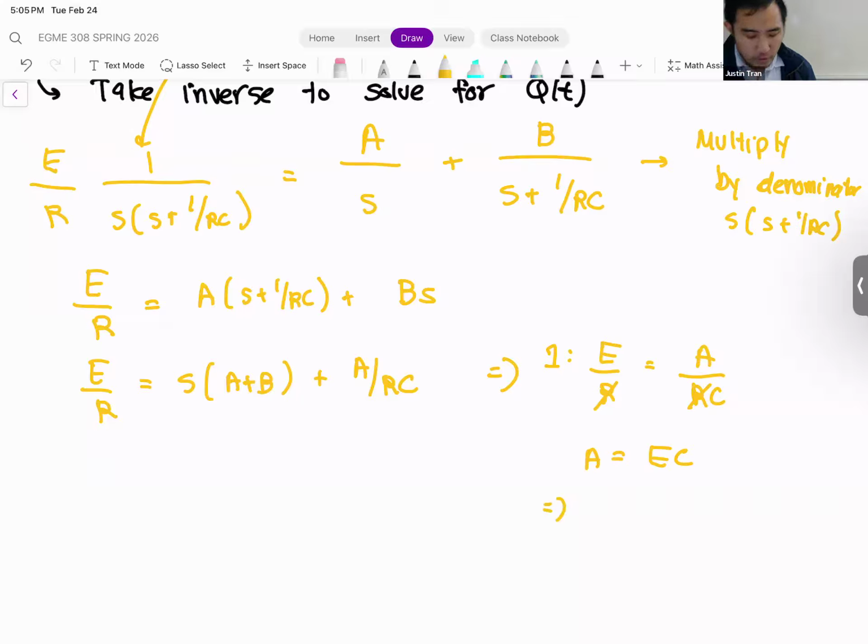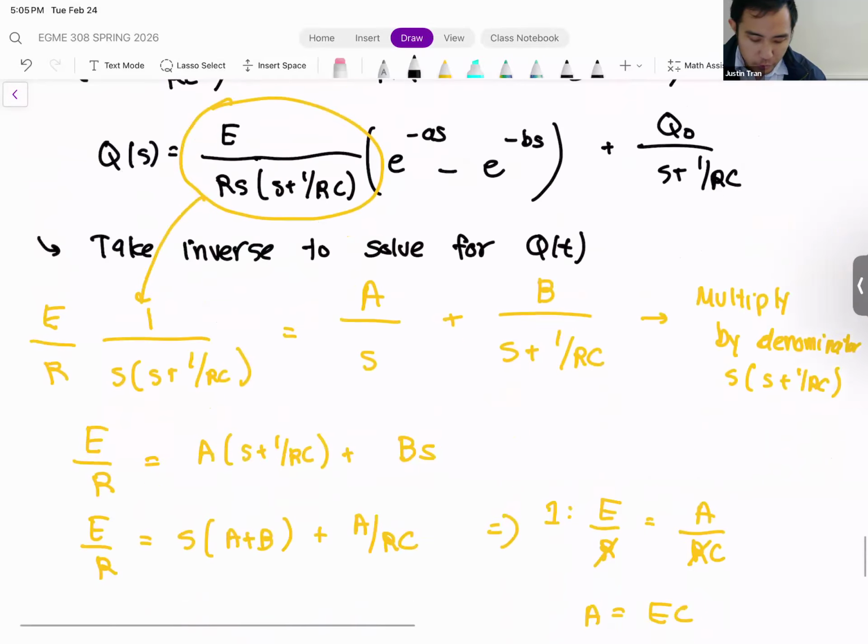And so then according to our first equation, A plus B is equal to 0, that means B must also equal the minus of that, B is equal to minus E times C. Okay, so let's go ahead and plug those in, right?